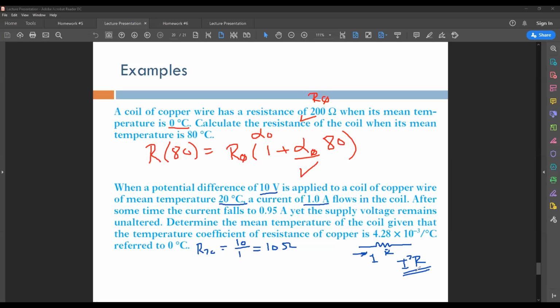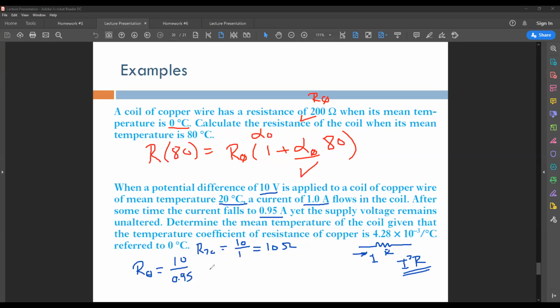And this power dissipation will go in the form of heat, right? If you have a current flowing through a resistor, after a while it's going to raise its temperature, because you're dissipating power in that resistance, and this dissipation is in the form of heat. So when the current drops to 0.95, the new R will be 10 volts over 0.95 amperes. This is the new R.